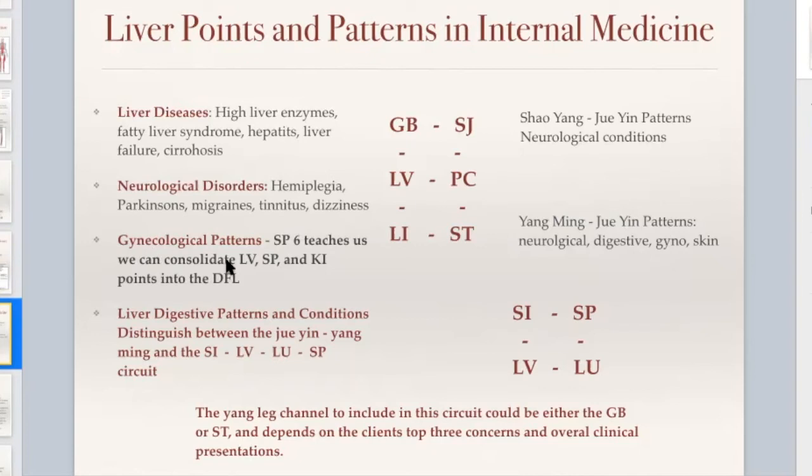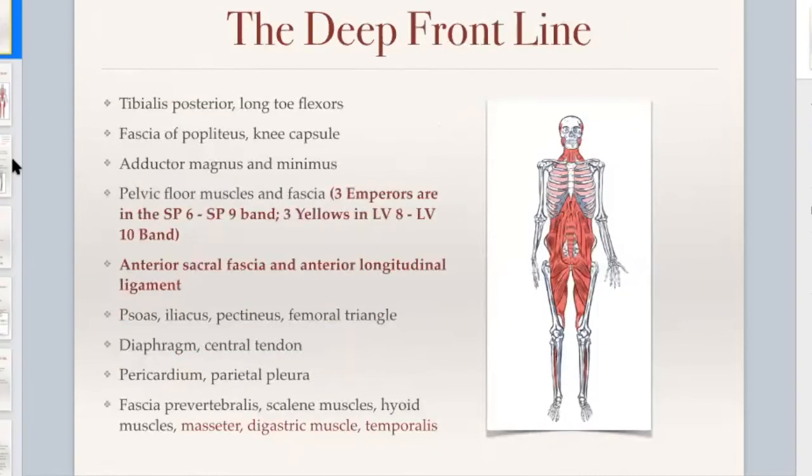And then for gynecological patterns, a lot of gynecological conditions are liver related. And right here, I've written that Spleen 6 teaches us we can consolidate liver, spleen, and kidney points in the DFL, the deep front line. So Spleen 6 is the three yin crossing point. And let's go back to the deep front line.